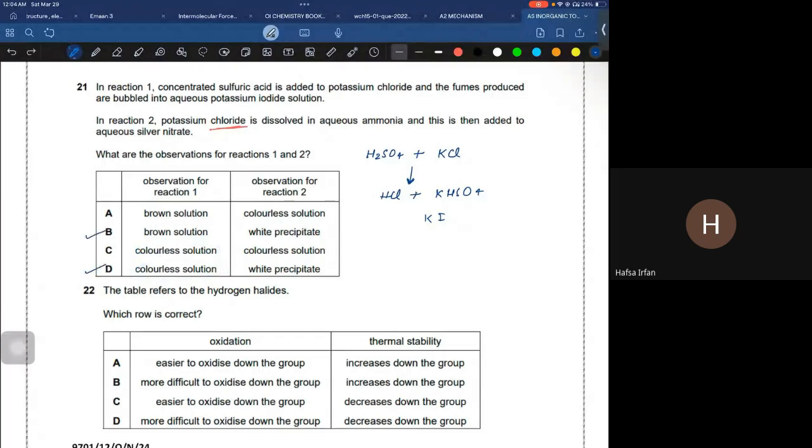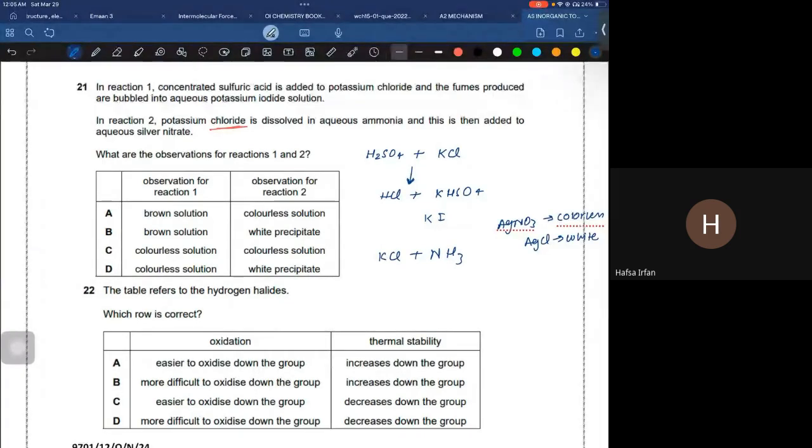Okay. Then in reaction 2, they are saying potassium chloride is dissolved in aqueous ammonia, that is NH3. And this is then added to aqueous silver nitrate. Aqueous silver nitrate is AgNO3. That is colorless. AgNO3 is colorless, but AgCl is a white solid. AgCl is a white precipitate, okay?